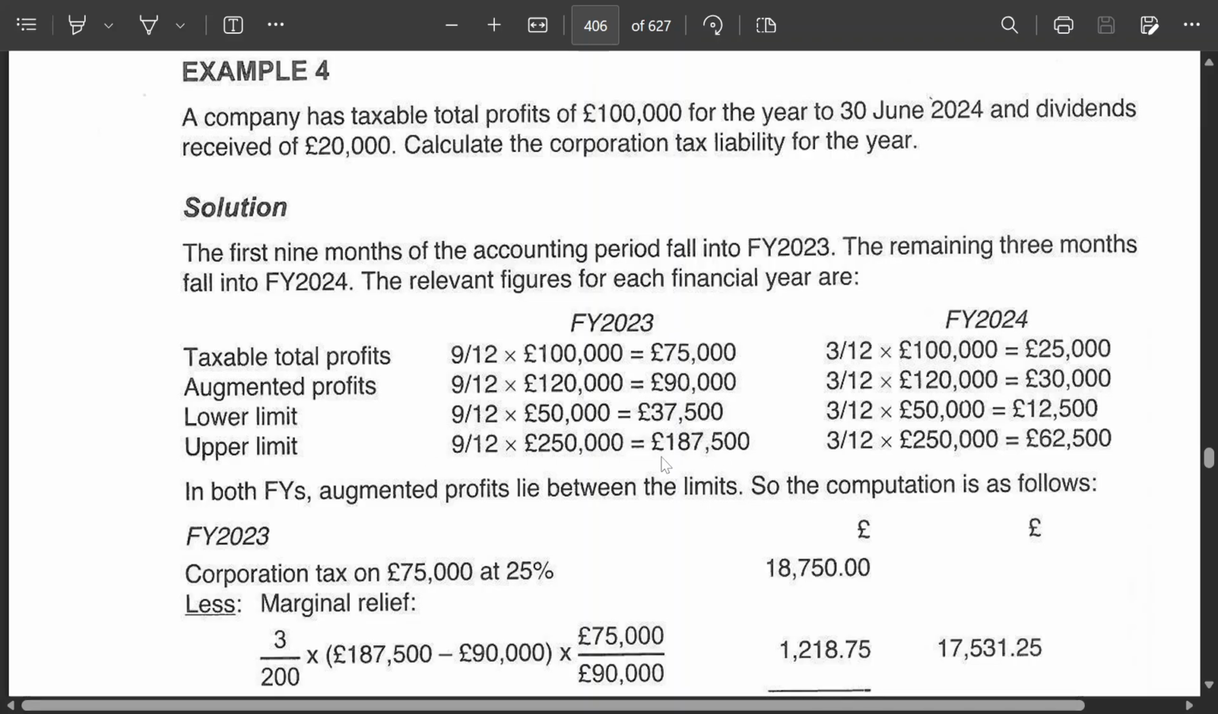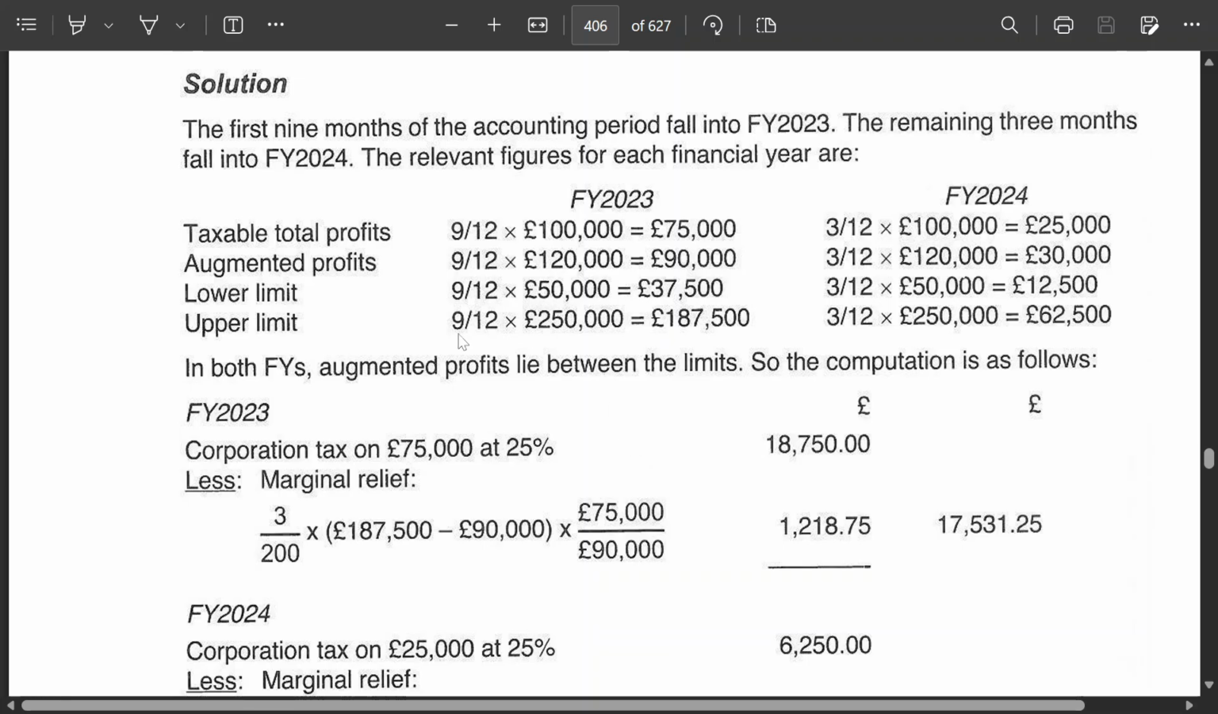FY23, let's look at the tax for FY23. What is the AP number for FY23? 90,000. What is the upper and lower limit? They are... 90,000 AP actually falls between the upper and lower limit. Can you see that? 90,000 is between 37.5 and 188 or 38. So there will be marginal relief.